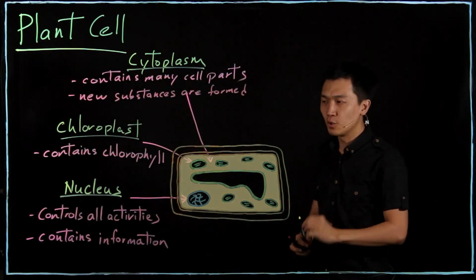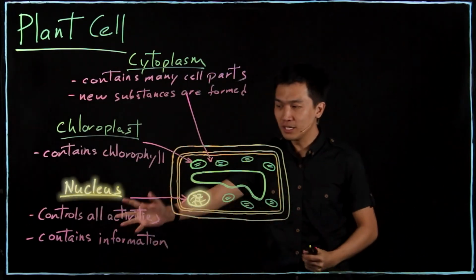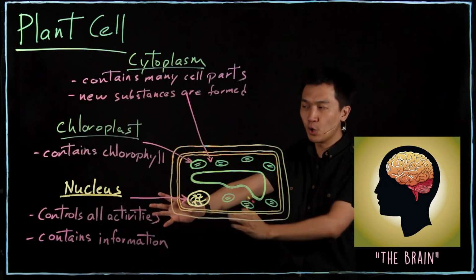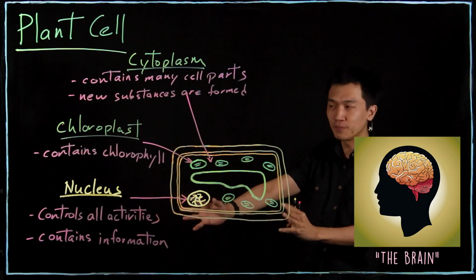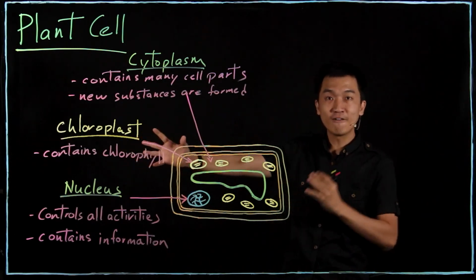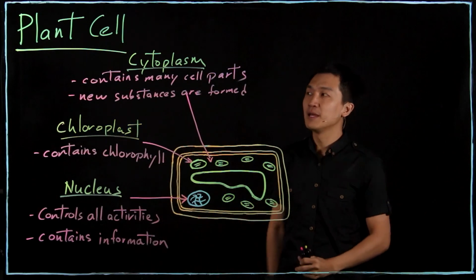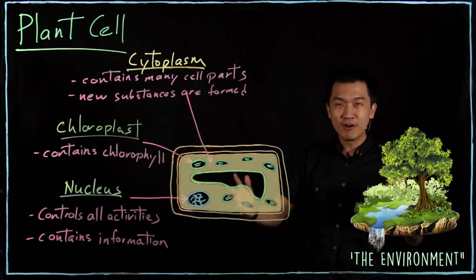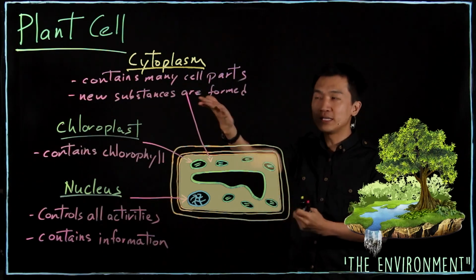All right? So, to wrap up, to make it simple for you, the nucleus is like the brain. It contains all the information it needs to decide what to do and when to do it. The chloroplast is like the factory. It creates the food for it to survive. Cytoplasm is the environment in which the cells can move around and make new substances.